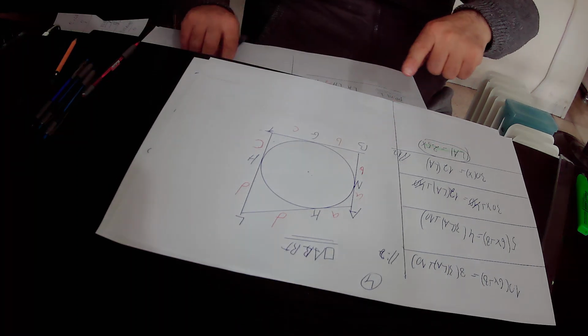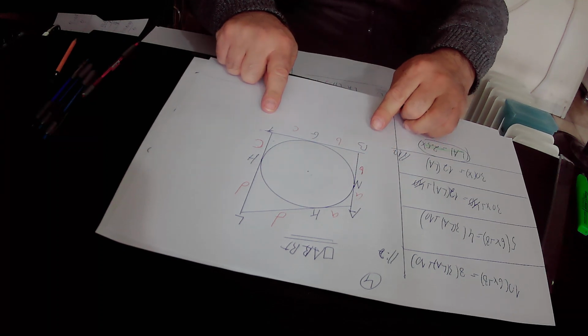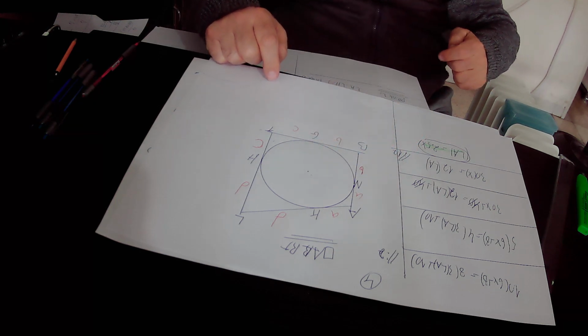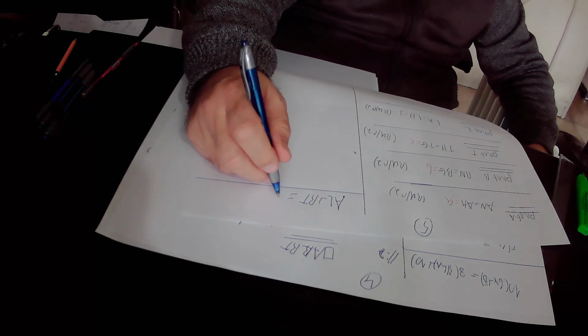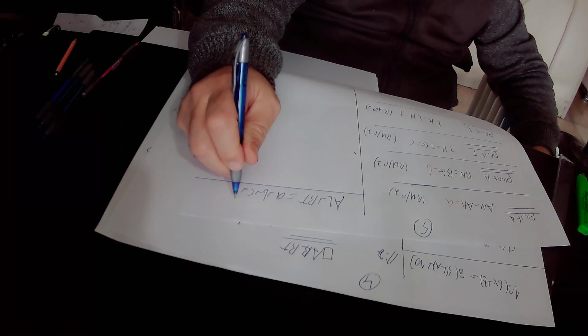From the domain, it is very easy to see that AL plus BT in total equals A plus B plus C plus D. So AL plus BT in total equals A plus B plus C plus D.